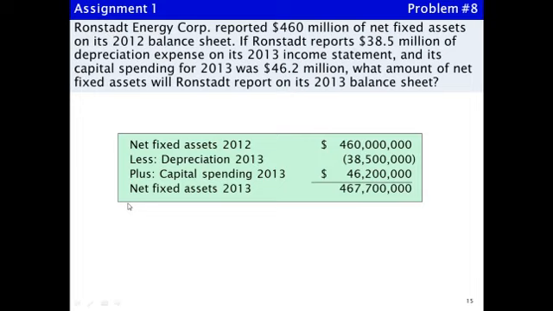Okay, so the goal here is to take net fixed assets in 2012 and to determine net fixed assets of 2013. Well, how did net fixed assets change? They change in two ways. It's reduced by additional depreciation taken on the income statement in 2013, and that was $38.5 million. You can see I'm subtracting it. And then it's increased by any additional capital spending. Capital spending is investment in new fixed assets, $46.2 million. Therefore, the net fixed assets of 2013 is $467.7 million.